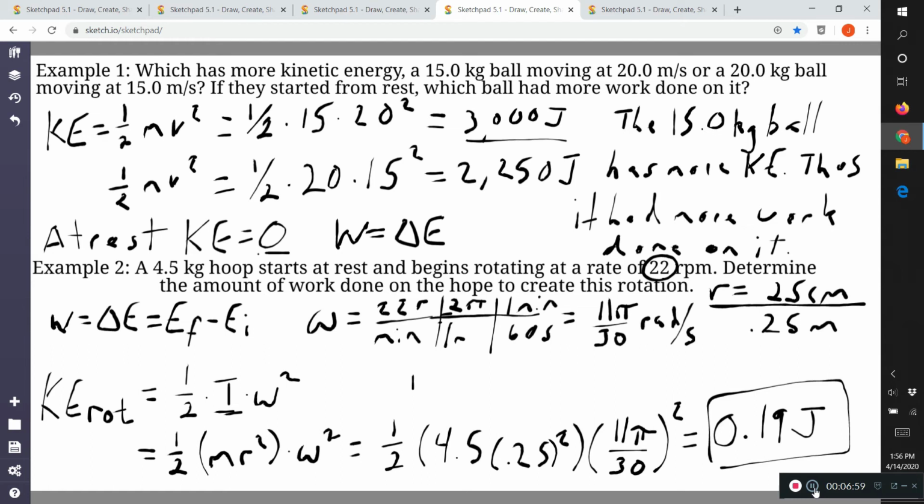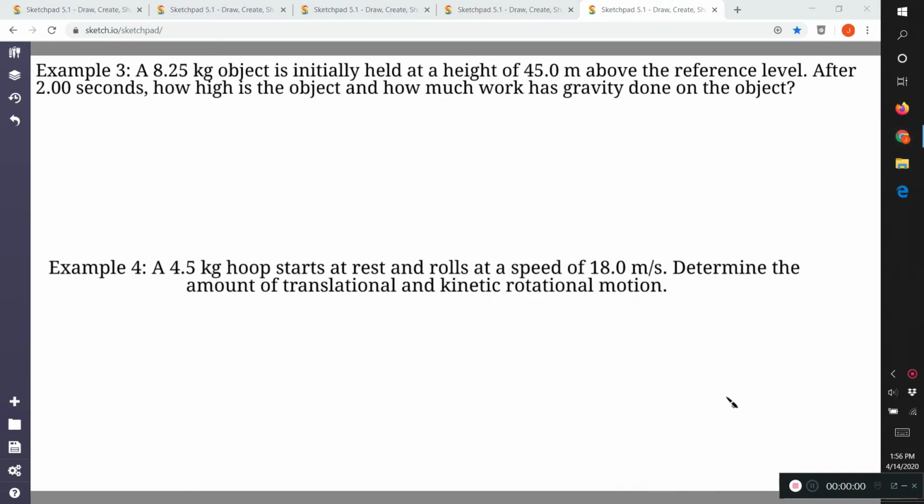All right, let's look at two more problems. All right, example 3. An 8.25 kilogram object is initially held at a height of 45.0 meters above the reference level. Let's draw a quick picture.